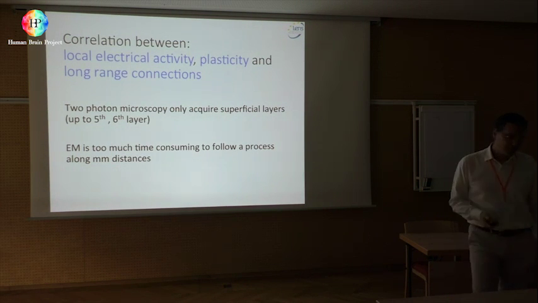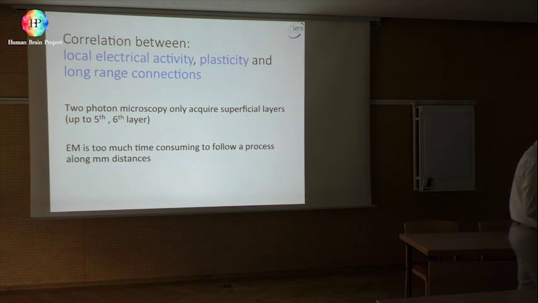So now we have two pieces of the story. We have two-photon microscopy, which is able to work in vivo, but has the disadvantage of acquiring only superficial layers, arriving to the 5th, 6th layers, and it cannot go deeper. But it has the advantage of going in vivo, and having a resolution of 1 micron.